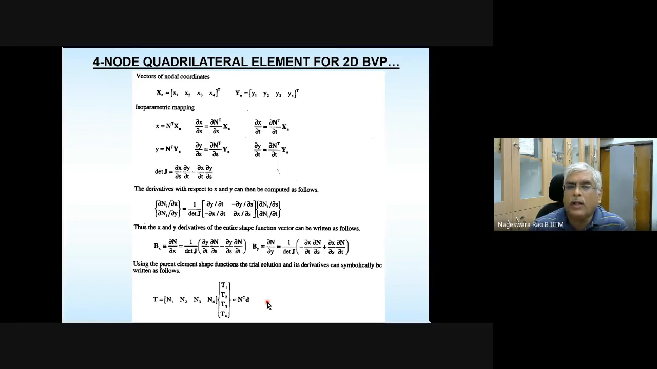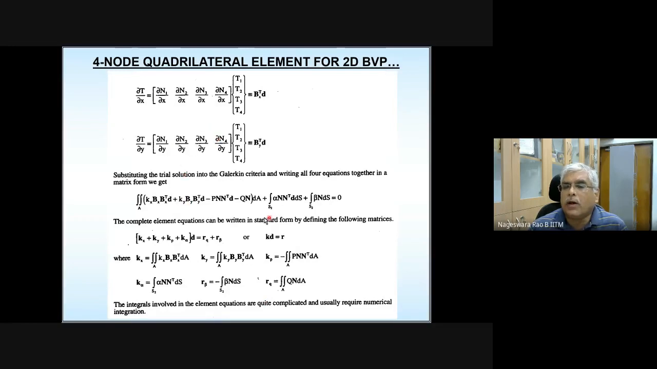Okay, with all this, adopting the 4-node element for the same general 2-dimensional boundary value problem, the element equation for the 4-node element looks like this. You can make use of this and solve a problem, then it will be clear to you. So that is the purpose of giving you assignment 6.